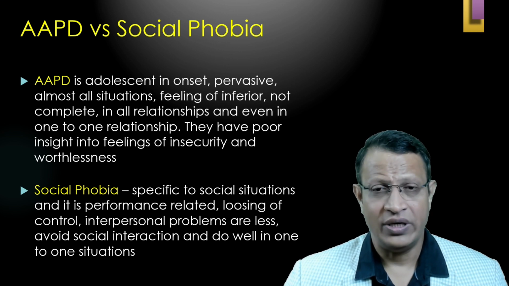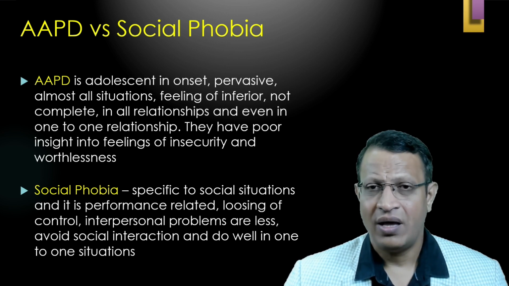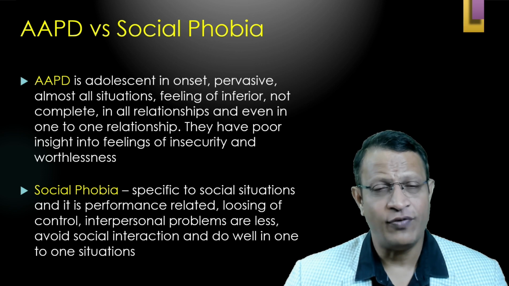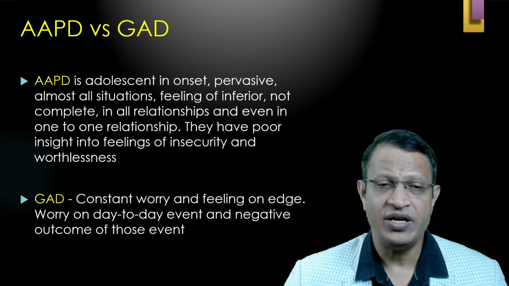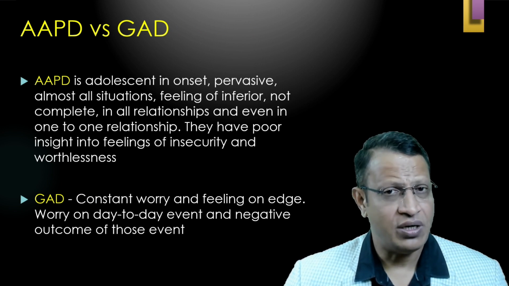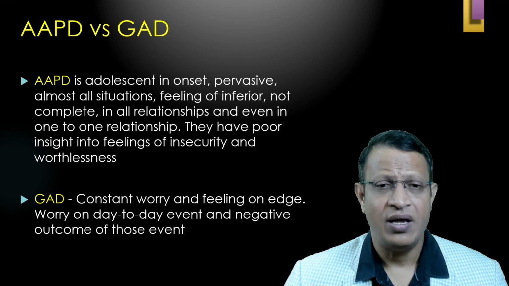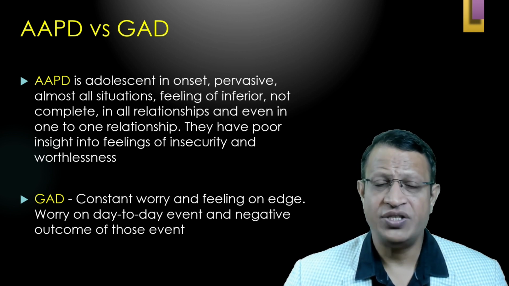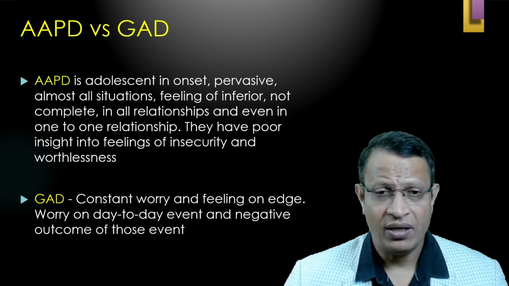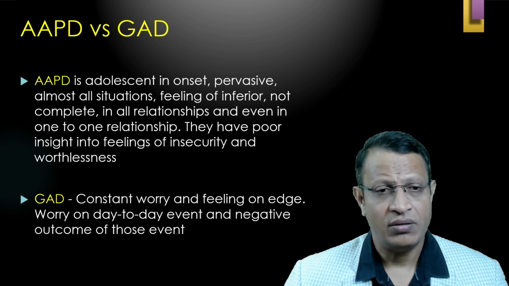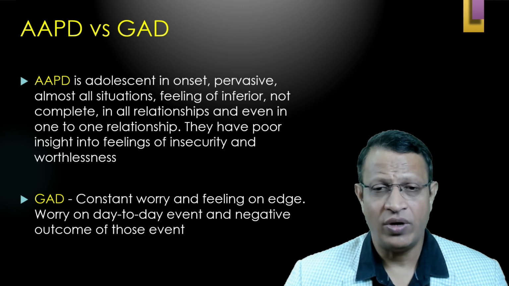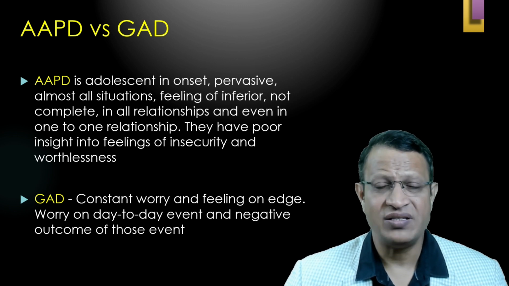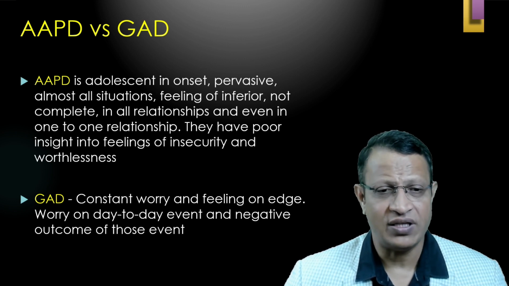With regard to AAPD, there will be constant anxiousness, whereas in social phobia, the anxiety is seen only in social situations. Let's differentiate between AAPD and GAD. As I mentioned, AAPD is adolescent onset, pervasive anxiety, feeling of inferiority, incomplete in all relationships, even in one to one relationships. They have poor insight into their feeling of insecurity and worthlessness.